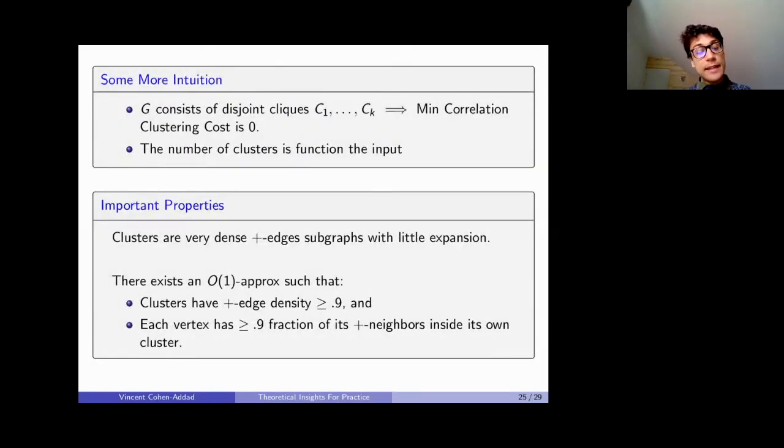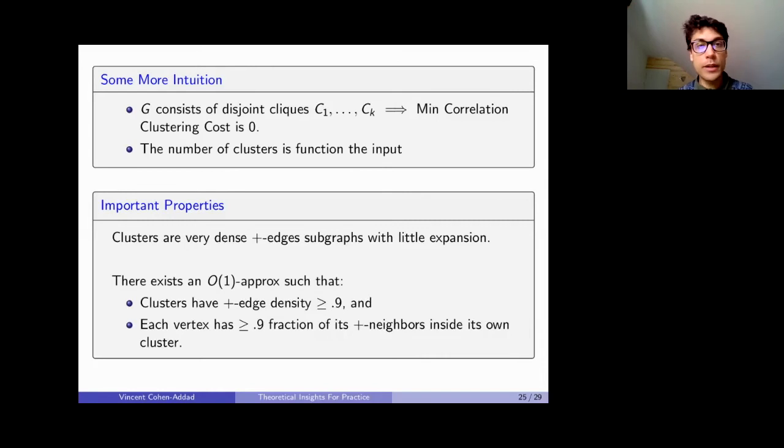And this objective is really nice, right? Because again, you have the same feature as the modularity one, which is that if you have disjoint cliques C1 up to CK, then the correlation clustering cost will be 0, and the objective is to put them in different clusters. So again, the number of clusters is a function of the input. If you come with 10 cliques, then I need to output 10 clusters.